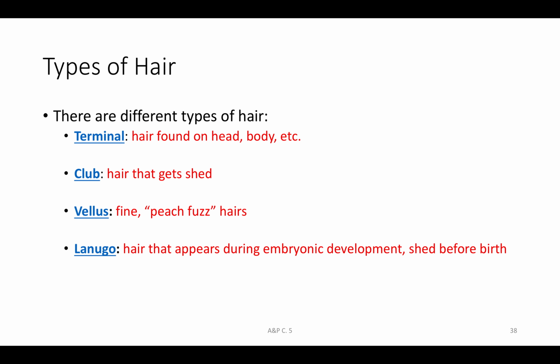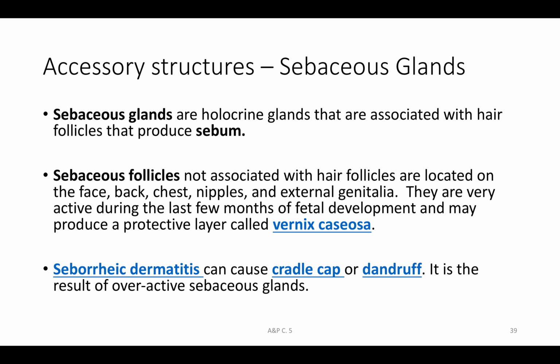There's different types of hair. When you are going through embryonic development, you have lanugo hair that you'll shed before birth. You have terminal hair, which is the hair that's on your head and your body. You have vellus hair, which is that fine, soft peach fuzz hair. And then your club hairs are the hairs that fall out.